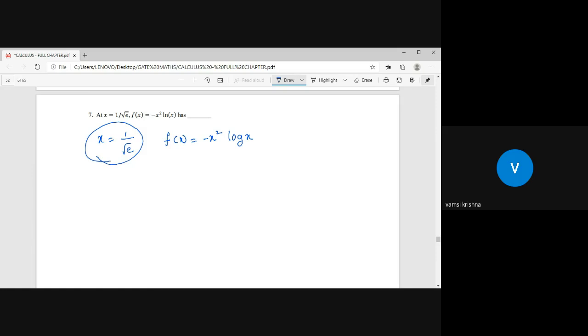Remember the process of maxima and minima. When f of x is available, let us find f dash of x. Just like the UV rule, minus x square differentiation is minus 2x into log x, with log x as constant, plus the second time minus x square is constant and log x differentiation is 1 by x. So minus 2x times log x, and the 1 by x is going to be cancelled, and it is minus x.